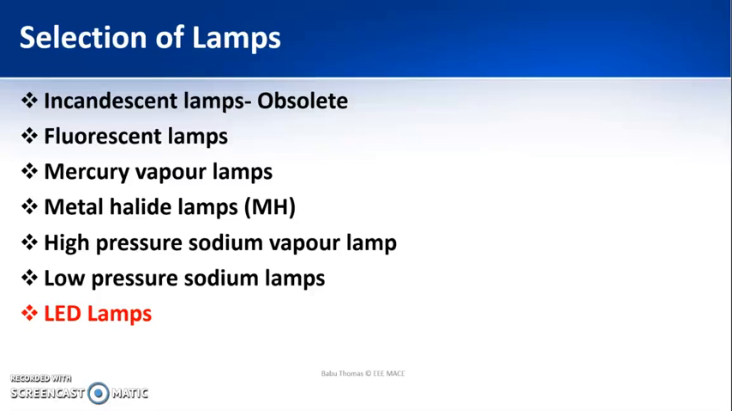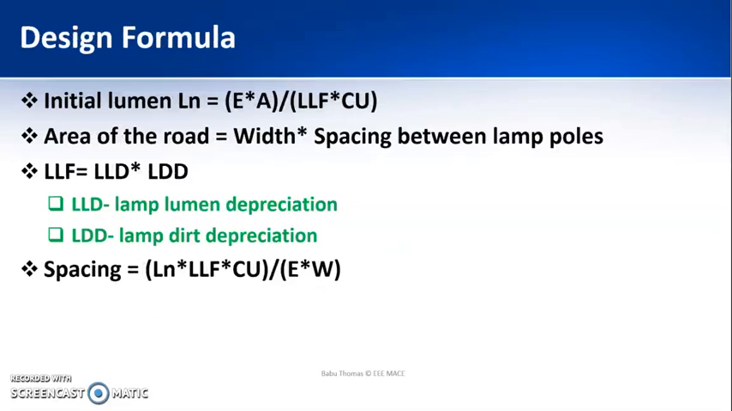Next we will see the design formula in the case of street lighting. So this is the basic formula. Initial lumens is equal to illuminance into area divided by LLF into coefficient of utilization. And this is the basic formula which we had while designing our interior lighting.